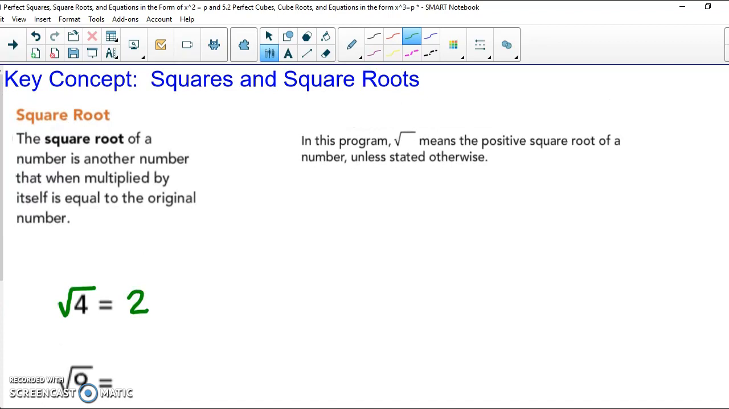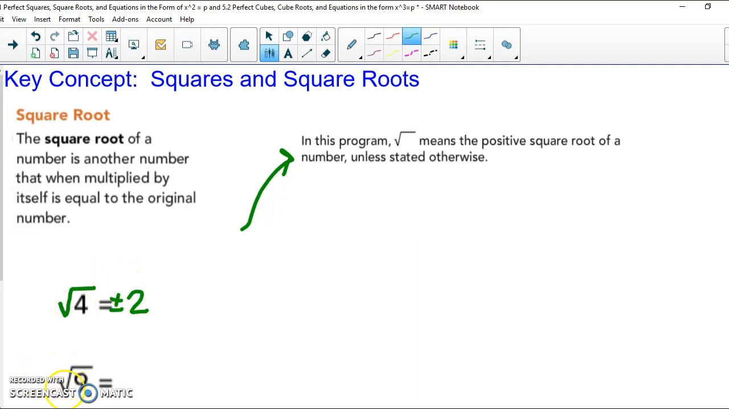Now you'll notice here that we have a little side note that in this program, meaning digits, this square root bar means the positive square root of a number unless stated otherwise. That's because truly the square root of 4 could be positive 2, or it could also be negative 2. So often you will see this written with a plus sign right above a minus sign, and this is read plus or minus 2, meaning positive 2 and negative 2 are both part of the solution here.